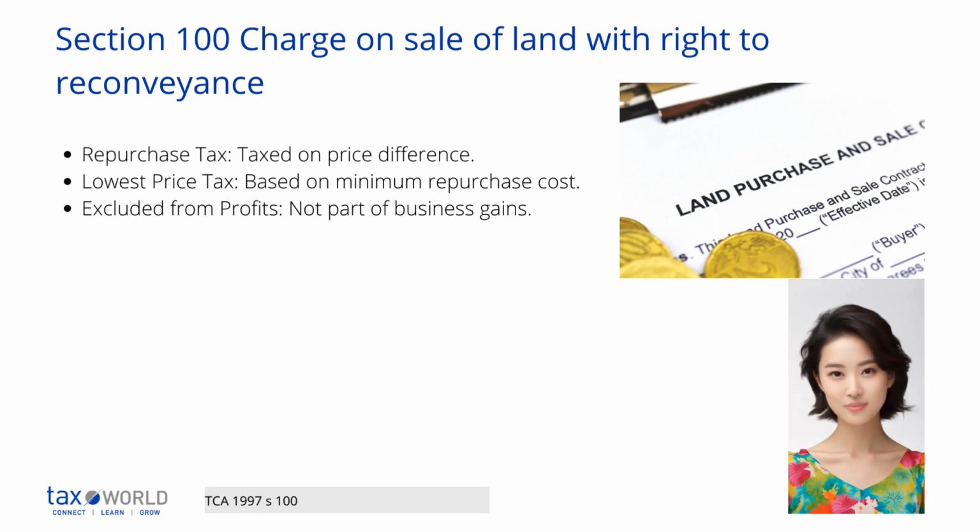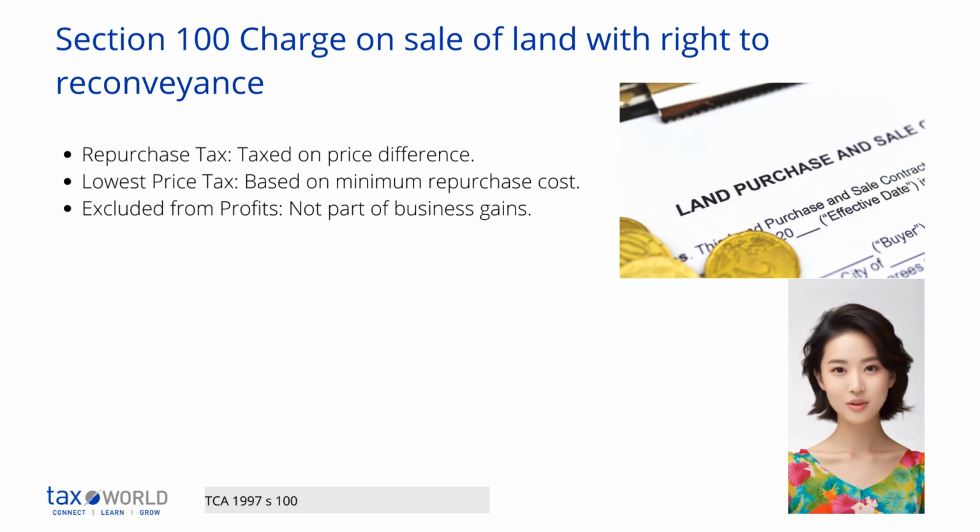Today I'd like to talk to you about Section 100 of the Taxes Consolidation Act 1997. Section 100 deals with a situation where land is sold and the seller retains a right for the land to be reconveyed back to him. When a property is sold with an agreement that the seller can repurchase it later, the difference between the selling price and the agreed buyback price is subject to tax.